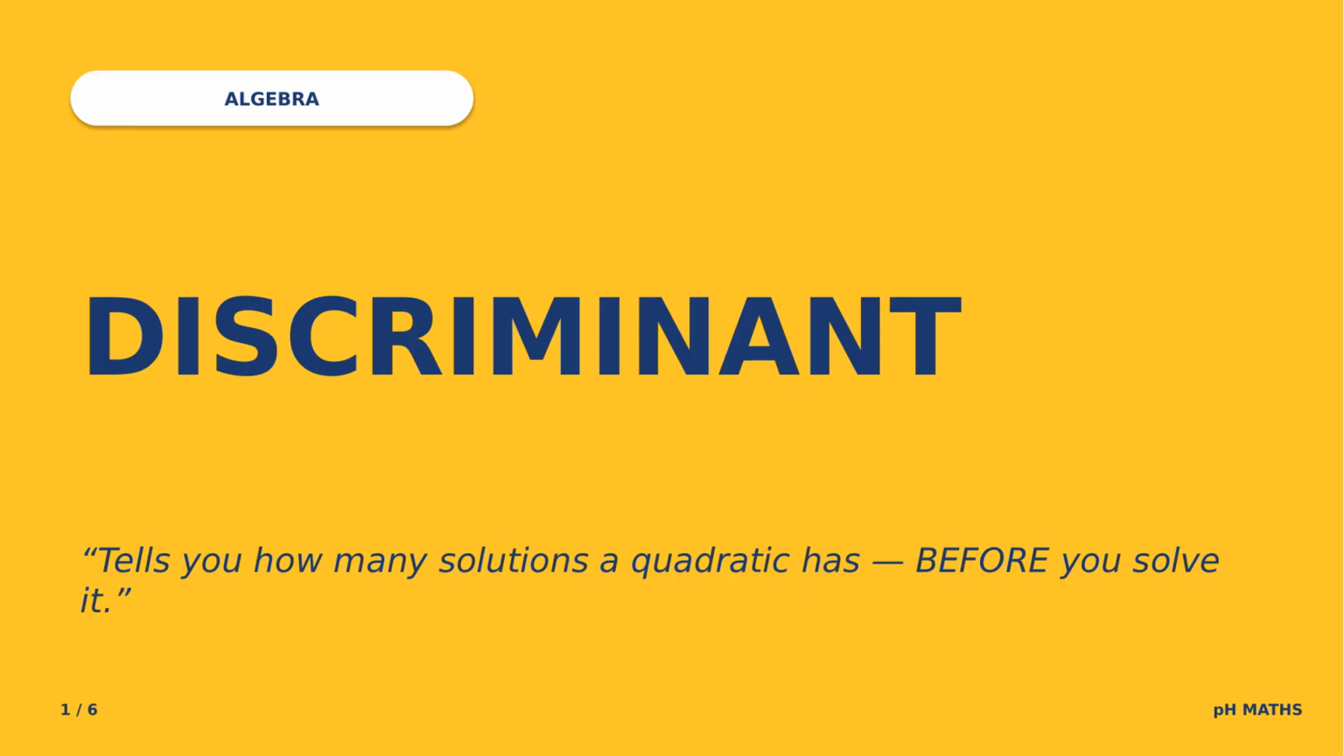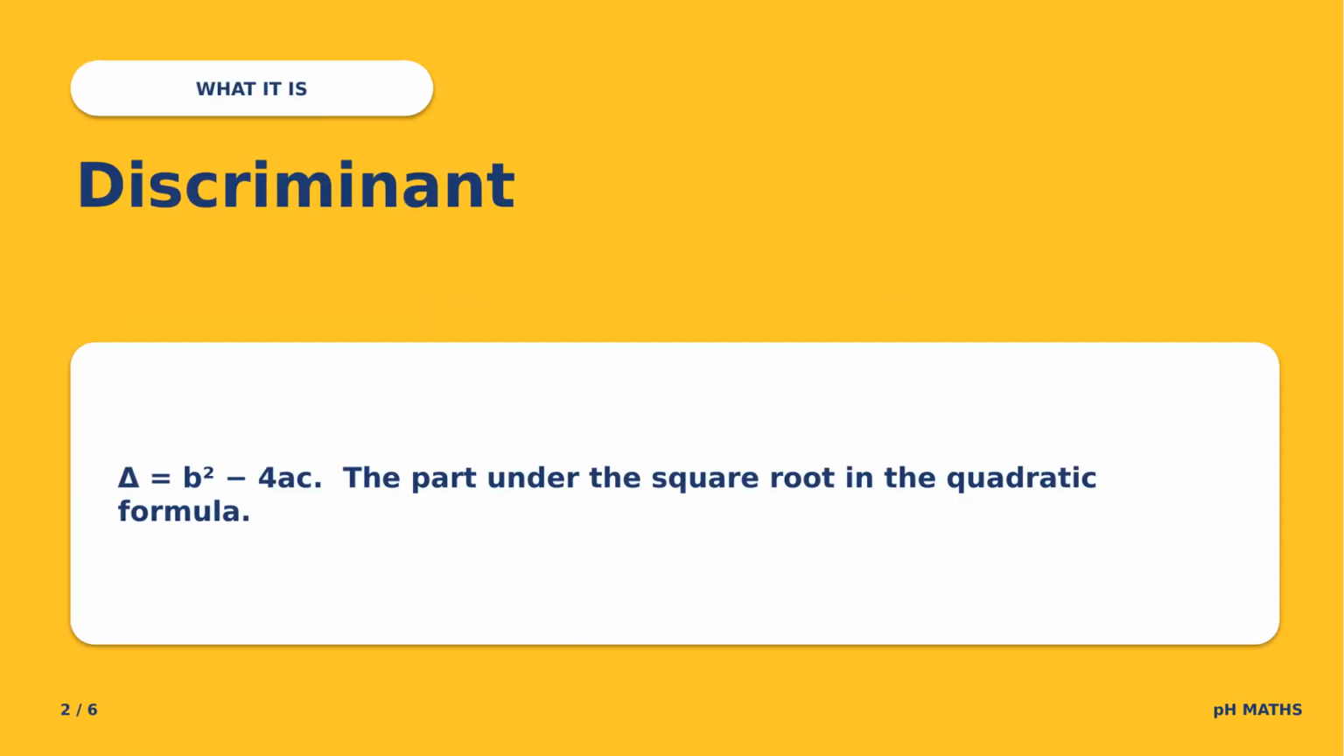Today's explainer is the discriminant, the part under the square root in the quadratic formula. It tells you how many solutions a quadratic has before you do any solving. By the end of this video, you'll know the 3 cases and how to apply them in seconds.